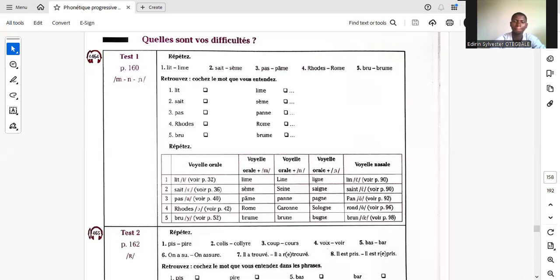1, Ces lits n'ont pas de prix. 2, Qu'est-ce que tu sèmes?